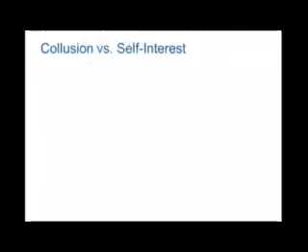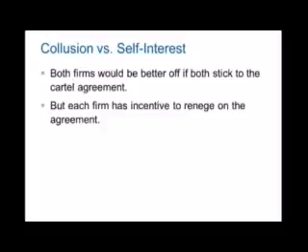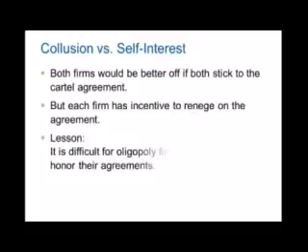They work together to control world oil prices. In this case, both firms would be better off if they both stick to the cartel agreement, because they are working together. If the industry is acting as if it's a monopoly, they can split the profits amongst themselves. However, the problem is that each firm has an incentive to renege on that agreement. As we will see, it is very difficult for oligopoly firms to form a cartel, because there is an incentive to renege and it's hard for them to honor their agreements.